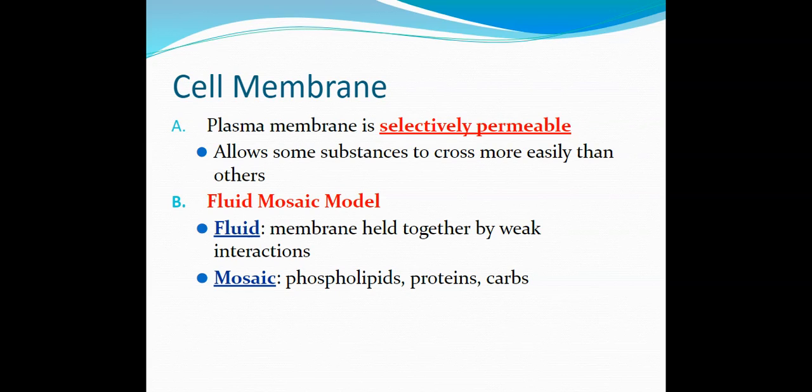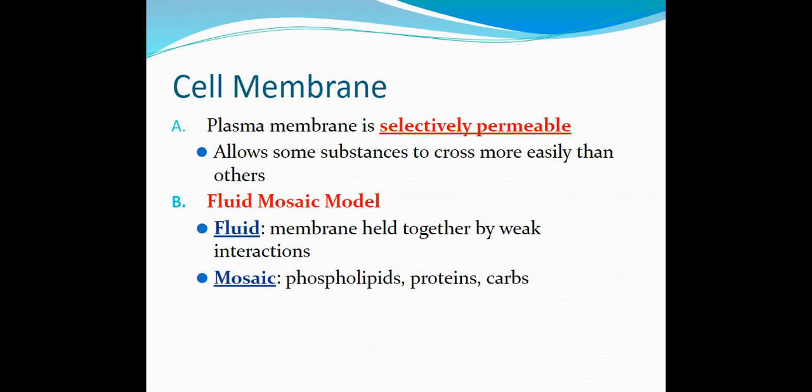So first off, we say that the plasma membrane or cell membrane is what's called selectively permeable. And if you break these terms down, to be selective means to be choosy. So not everything gets chosen, only certain things. To permeate means to move through. And so we put the two terms together: only certain things, the selective, can permeate or move through this membrane. So not all substances are allowed to move across more easily than others.